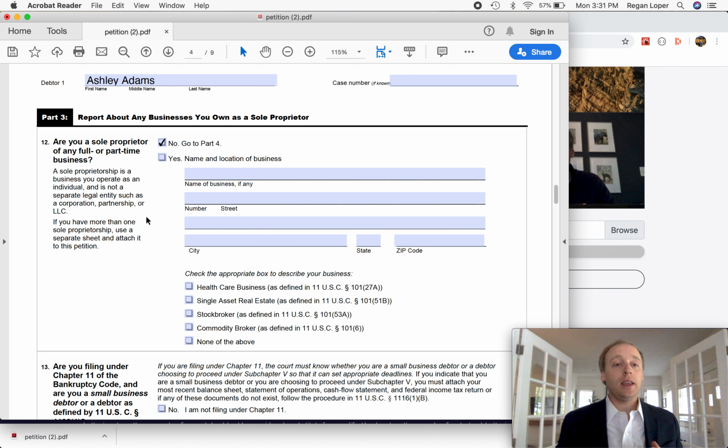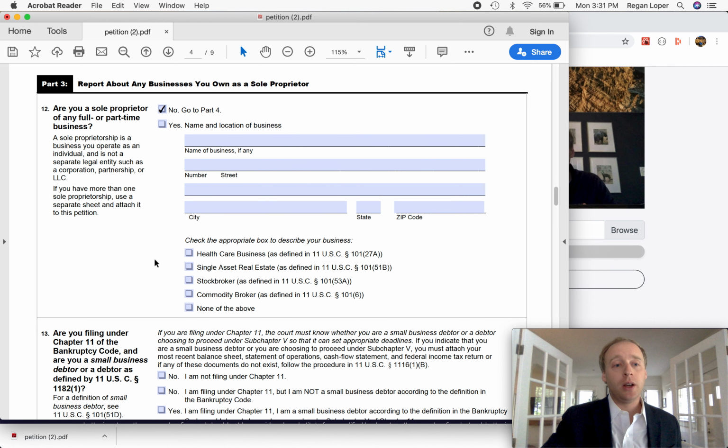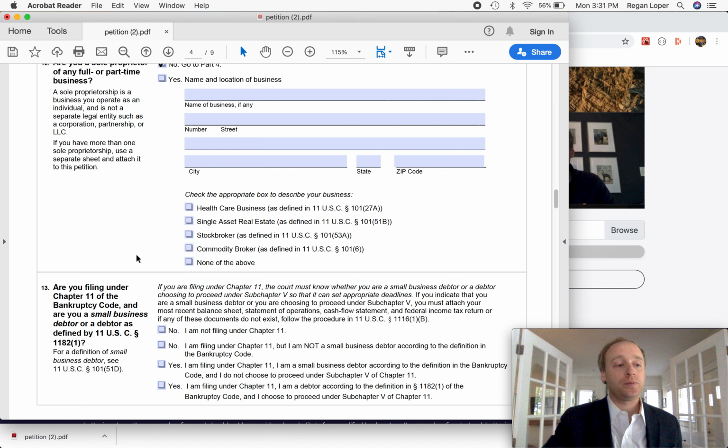So if you do operate one of those types of entities, that's not exactly what the court's asking here. There would be other areas of these forms that you'd need to fill out accordingly if you do operate one of those types of entities. But here it's just asking, are you a sole proprietor?